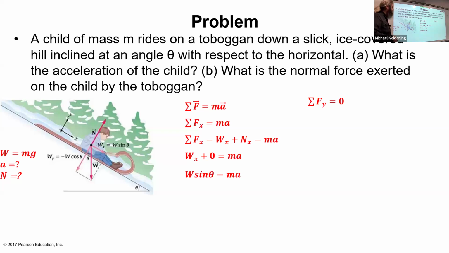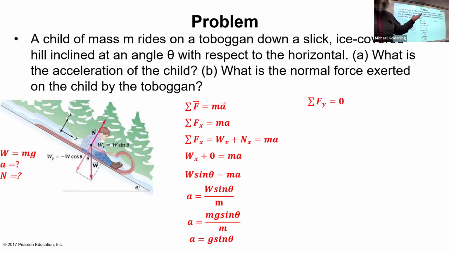And weight sine theta is going to be mass times acceleration, so acceleration is weight times sine theta over mass, but weight is mg. So we can cancel out the mass, and the acceleration will end up being just g sine theta. So basically, inclined planes slow down acceleration. If you were vertical, you'd have acceleration of g. If you're at 30 degrees, you'll have an acceleration of half of g, because the sine of 30 degrees is 0.5.